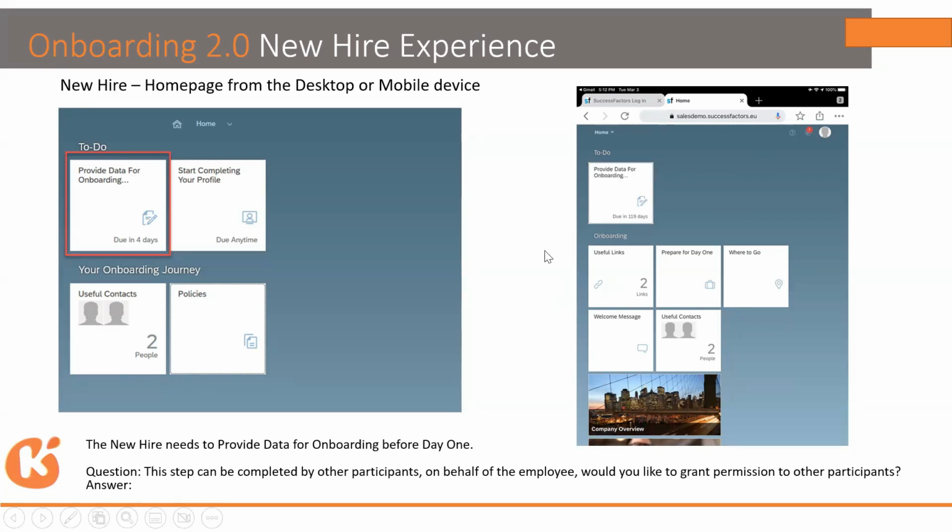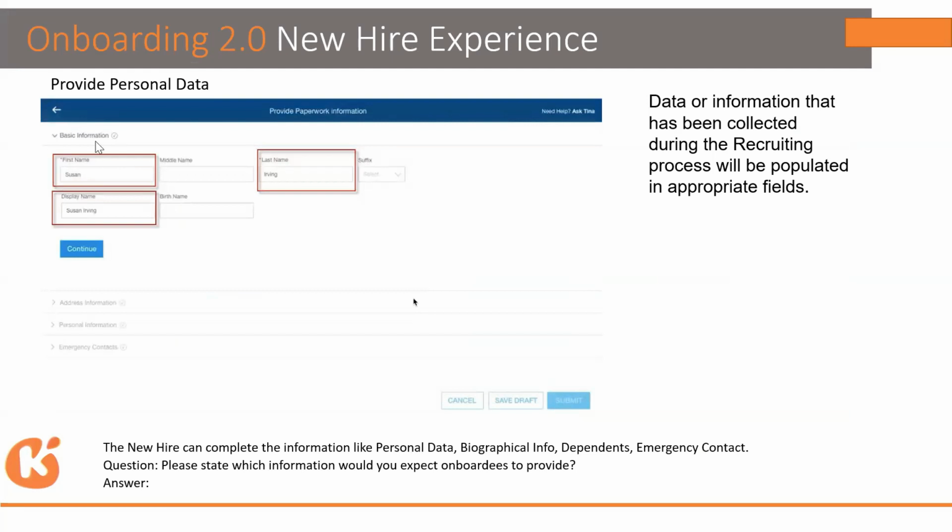The new hire also will get an email notification for each task, plus they can see it in the new hire portal. Once they click on provide data collection, it's the same add new employee screen. We'll have first name, last name, everything comes automatically from recruitment to onboarding, so they don't need to fill it in again. The rest of the additional information, like emergency, dependent, bank information, all these things, they will fill in the employee onboarding. The new hire can complete information like personal data, biographical, dependent, emergency, etc.